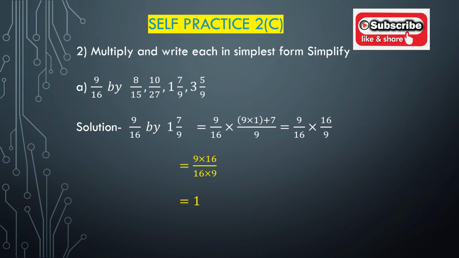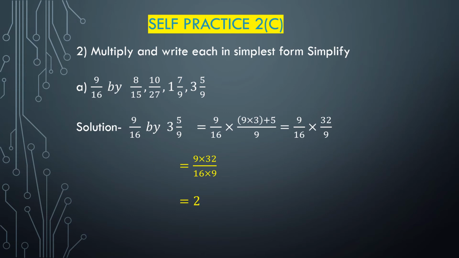So we get 9/16 × 1 7/9 = 1. Now we multiply 9/16 by 3 5/9, and this 3 5/9 is a mixed fraction. So we convert the mixed fraction into an improper fraction. Multiplying the denominator 9 with the whole number 3, plus the numerator 5, divided by the denominator, that is 9. So we get 9 multiplied by 3 is 27, 27 plus 5 is 32, 32/9.